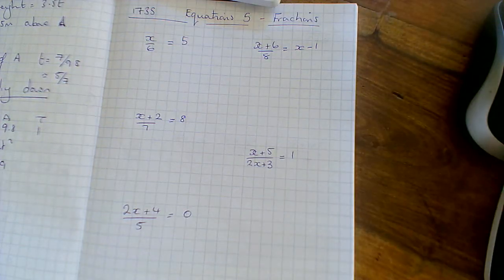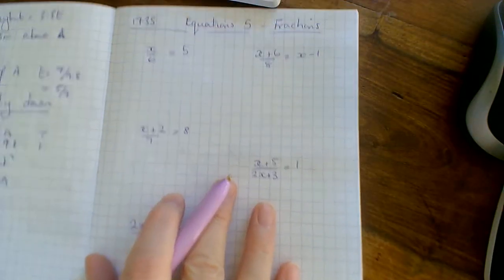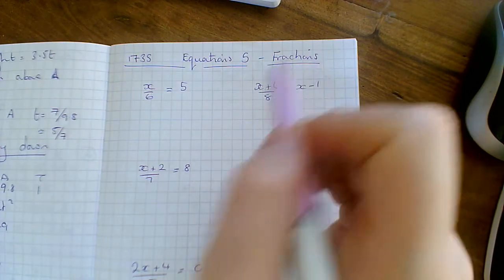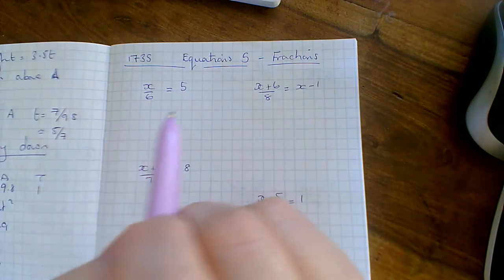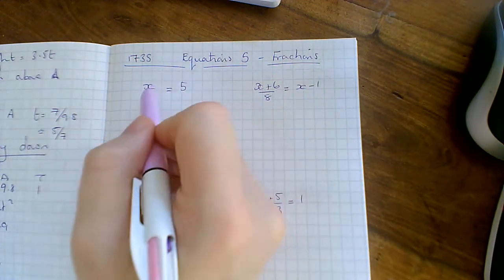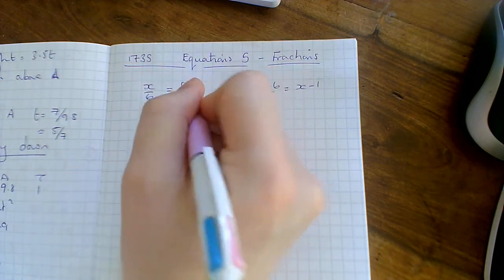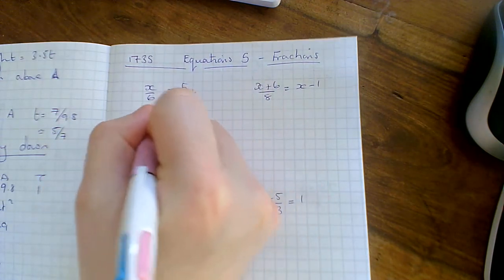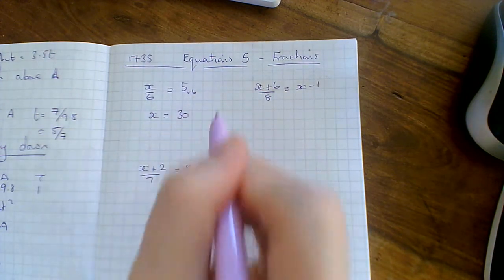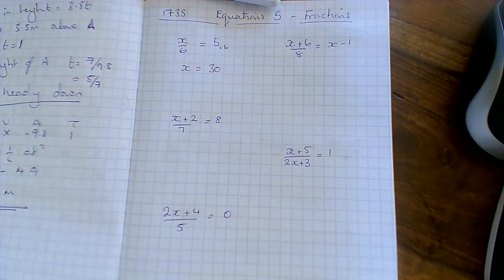Okay, we go with a walkthrough for 1735 equations 5 involving fractions. So first of all we know that this just means x divided by 6. All you're going to do to get rid of divide by 6 is times by 6. So the first question is just x equals 30. Fairly straightforward for the first one.